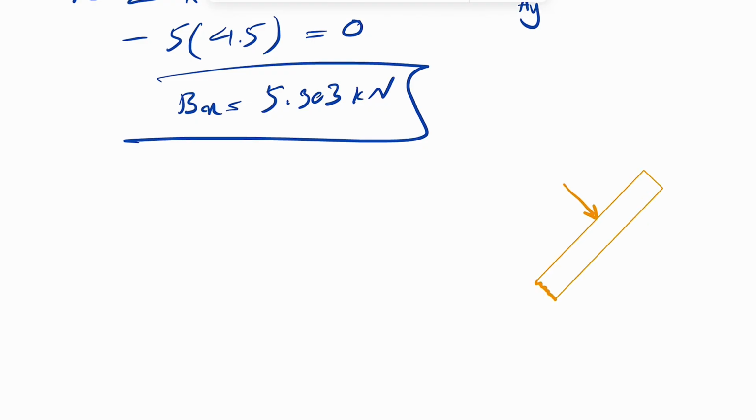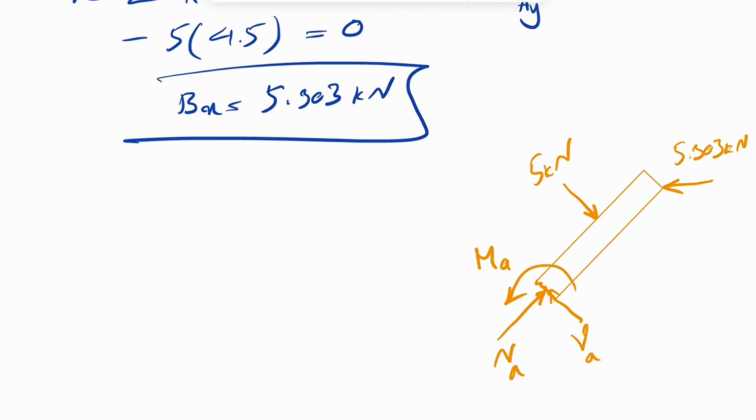We have the 5 kilonewtons here. We figured our Bx is 5.303 kilonewtons, and we can show our normal force and shear force here. For the normal force, let's do NA. We're going to do the other one as NB and VB. So VA, and one bending moment, let's show it with MA.